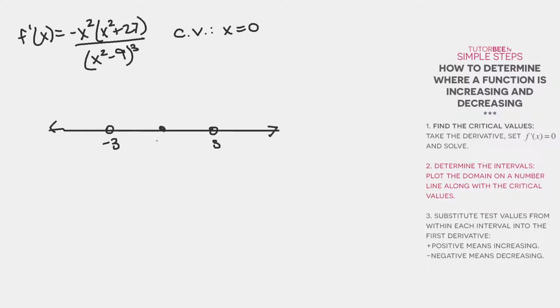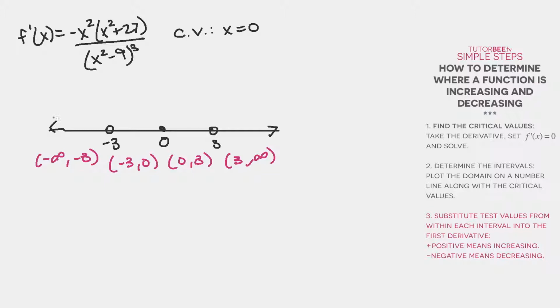and we have a critical value at 0. So you can see that for the intervals, it's going to be negative infinity to negative 3, so from all the way to the left up to negative 3, then negative 3 to 0, then 0 to 3, and then 3 to infinity.